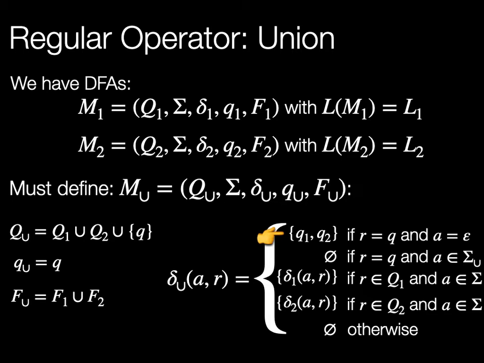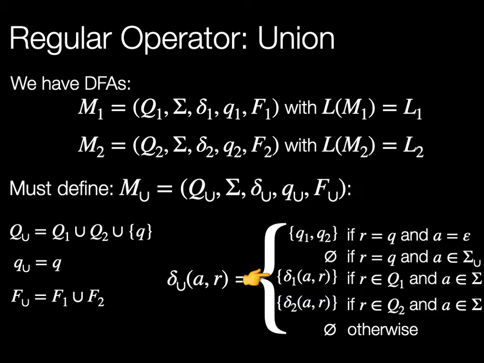First, we check to see if we are in the new start state and our input symbol is an epsilon. If so, then we return the set containing the two start states of the original DFAs. These are our new epsilon transitions. Then, if we are in our new start state and we are reading a non-epsilon, we return the empty set, because we don't want to add any other transitions other than the epsilon transitions to the start states of our DFAs.